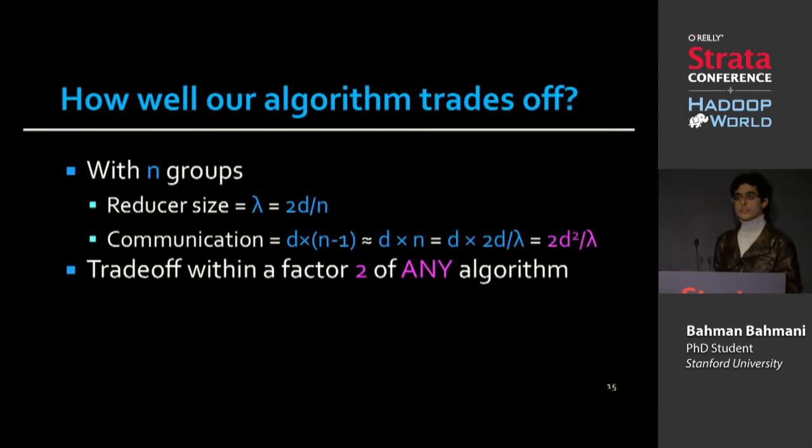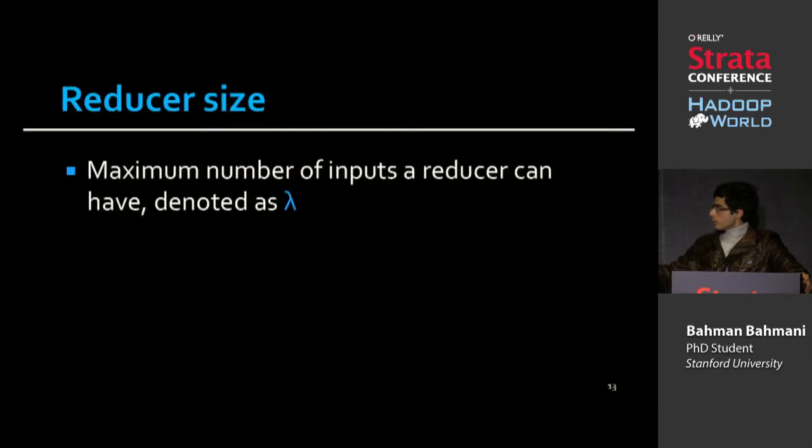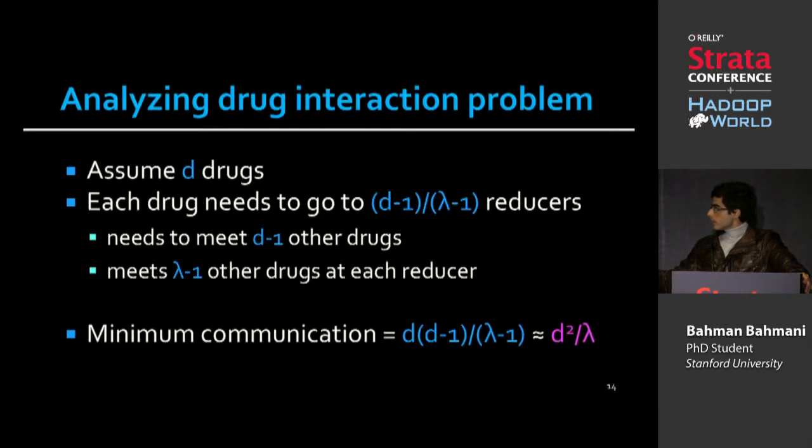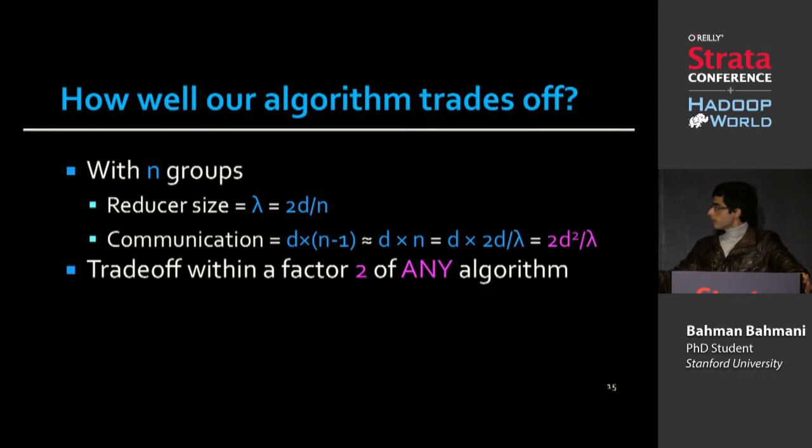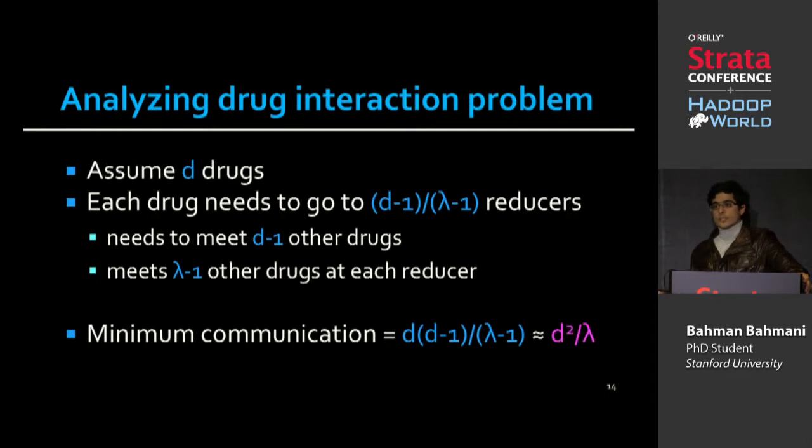And how well does our algorithm trade off against this lower bound that we have, D squared over lambda? Well, with n groups, the reducer size is going to be 2D over n, because the size of each group is going to be D over n, and each reducer is receiving 2 of those. And the communication is D times n minus 1. Each drug gets paired with any other group. Okay? So that's almost equal to 2D squared over lambda. If you solve for n from here, then you get this amount of communication. So it's within a factor of 2 of the lower bound that we obtained here.